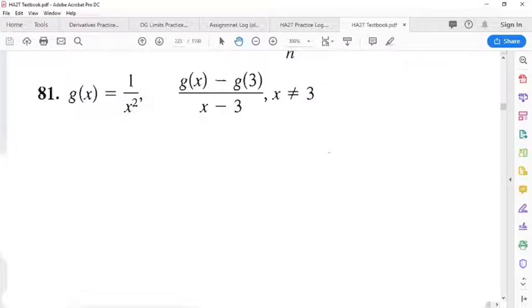Okay, so we got our g function. What does it do? Well, when you plug stuff into this g function, you're going to put that stuff on the bottom of a fraction and square it, okay?